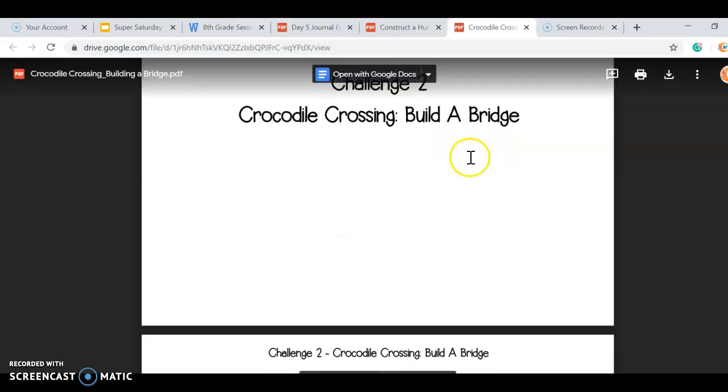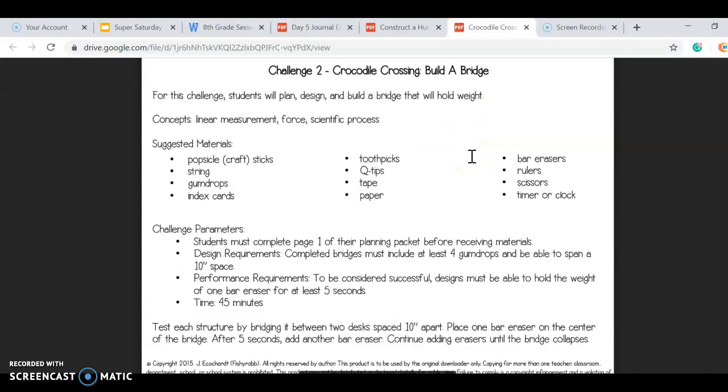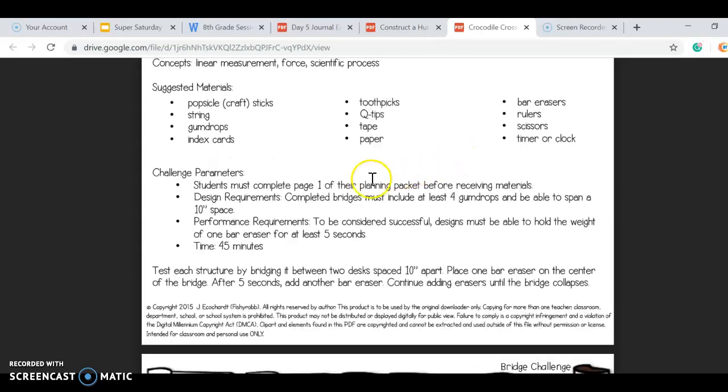So they will have a handout, which will provide them with the overall goal and what they will do, the concepts that they're going to focus on, which is linear measurement, force, and scientific process. And then it also provides them the challenge parameters. So they must complete page 1 of their planning packet before receiving materials, and their planning packet is simply questions in which how are you going to design your artifact, what is the problem.